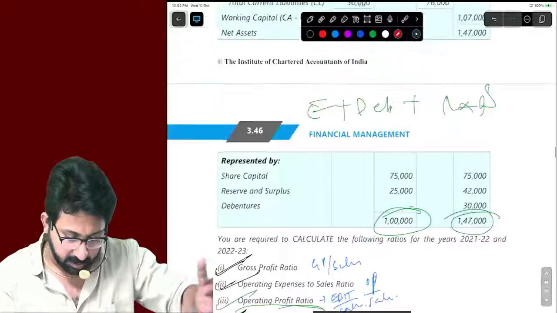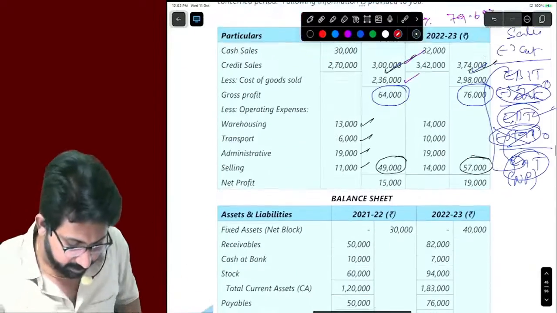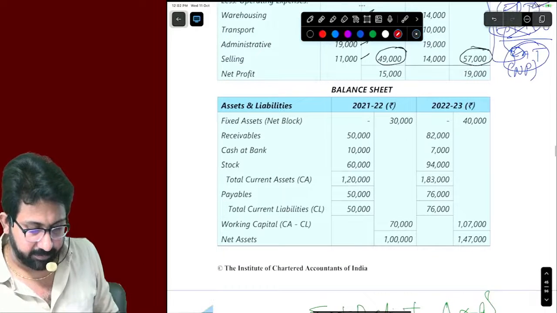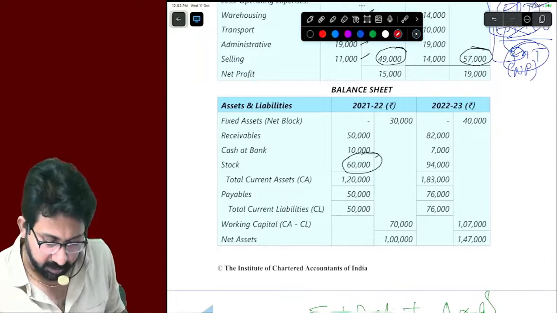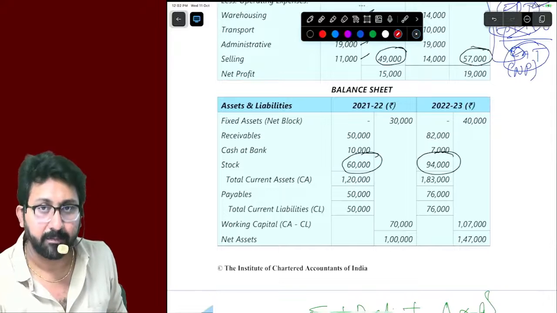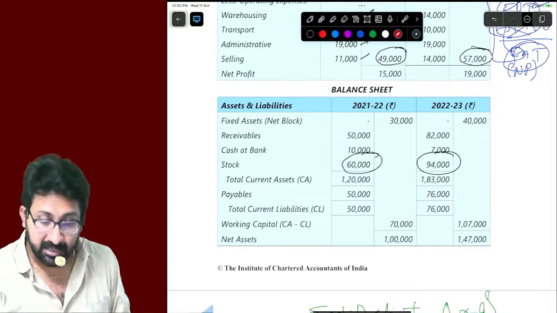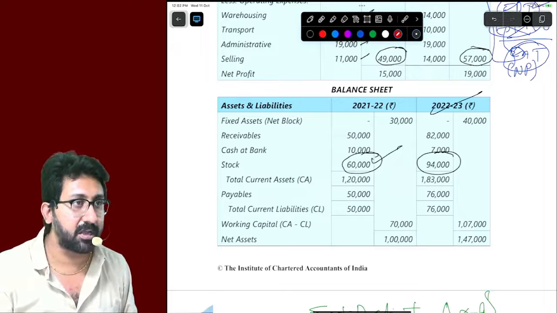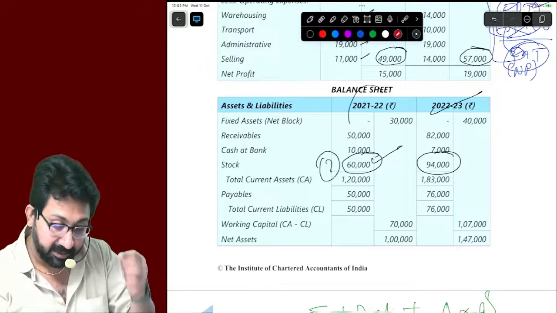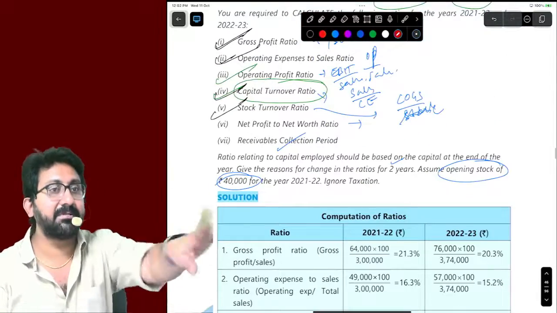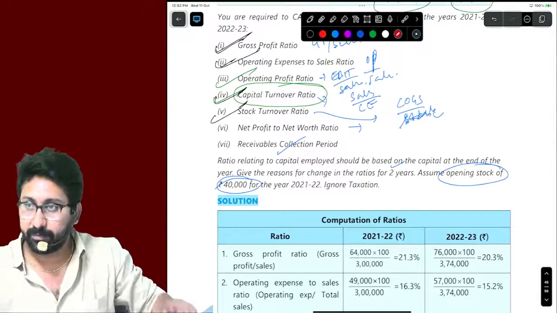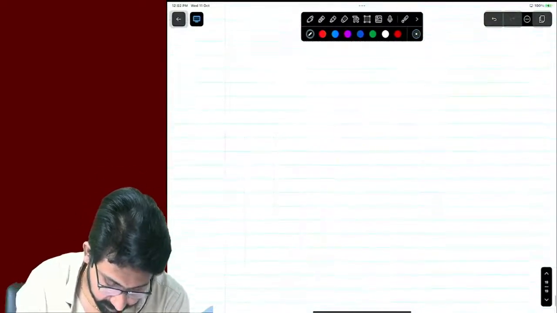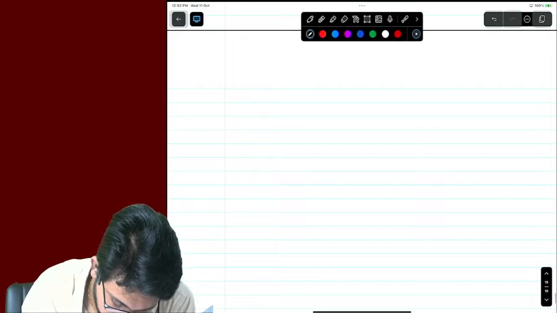So how many stock calculations do we need to do now? 2 types. See the question and tell me, what is the closing stock of this year? 60,000. What is the closing stock of next year? Can I say this is the opening stock of 22-23? Yes. But what is the opening stock for this year? That's why he has given it in the question. I think you can do it now. Yes, let's start, sir. Stock turnover ratio. Step number 5.